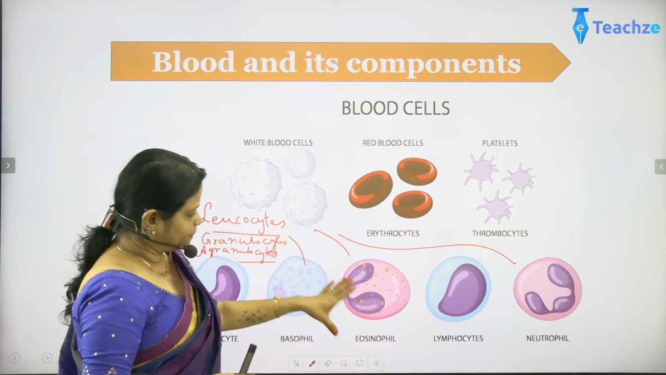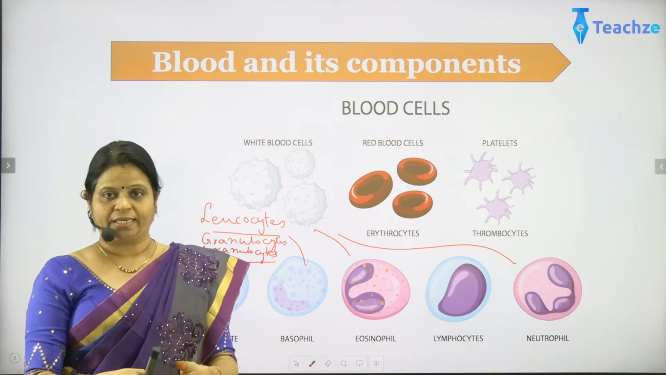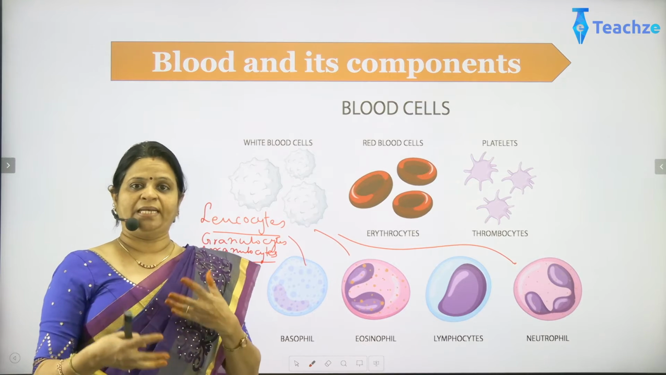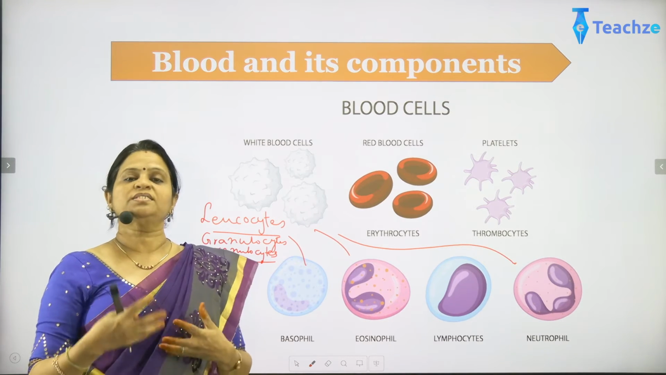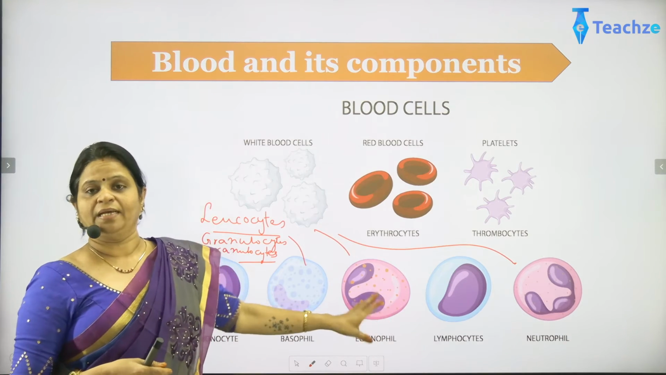Now WBCs, apart from this, the eosinophils help us to fight against allergic reactions. You must all have come across certain allergies in your lifetime, the pollen allergy, the dust allergy, which causes a condition called eosinophilia. So the eosinophils are for fighting allergies.